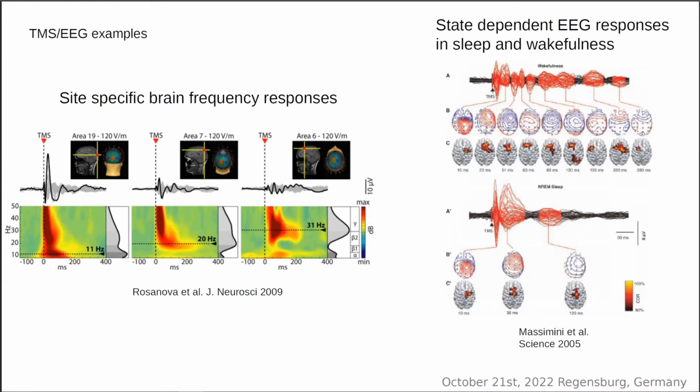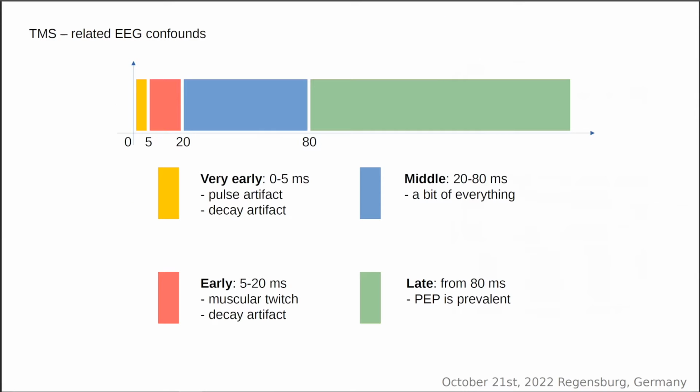There is a problem here, I will show it later, and it's linked to what we were talking about before. So, TMS-EEG related confounds: what we know is that we have the pulse artifact in the first 5 milliseconds, and a decay artifact, sometimes not. Then we have a muscular twitch in almost all the standard motor cortex stimulation or DLPFC standard stimulation. Still a decay artifact if you're not good at preparing the channels.